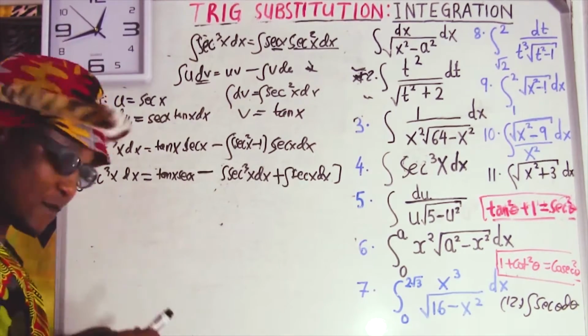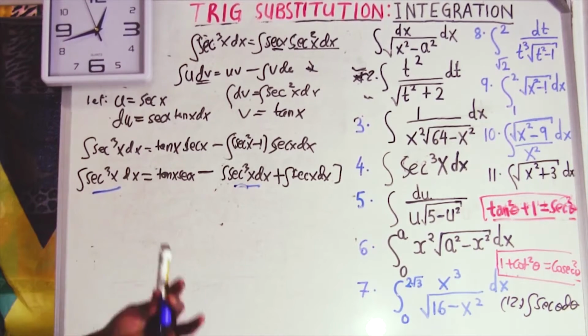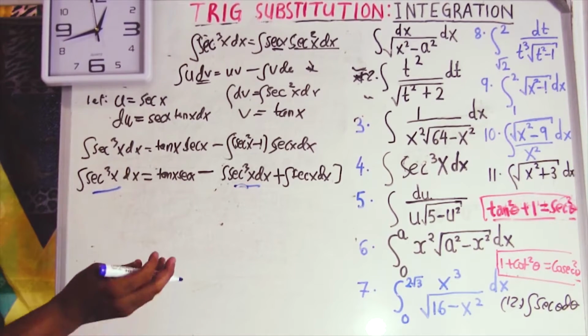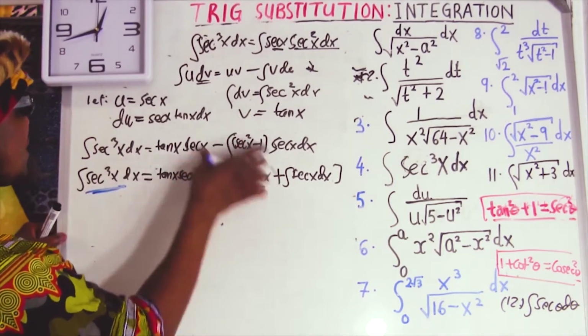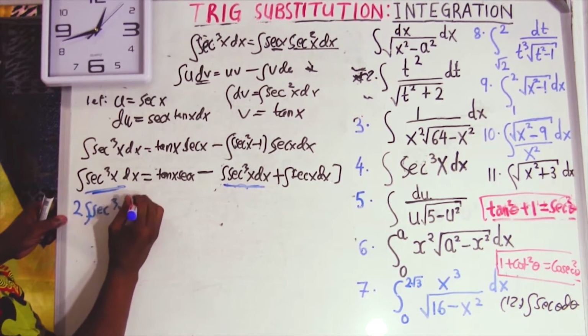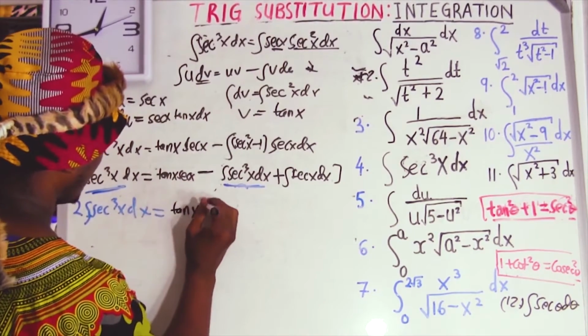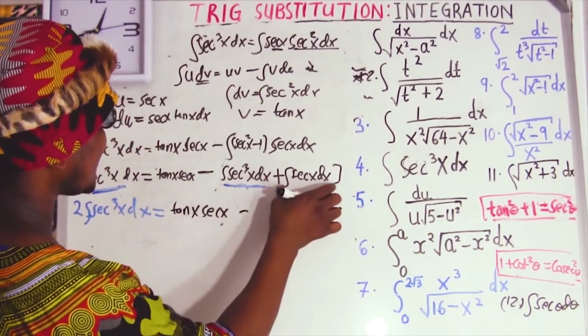So look, see this one here and here, the same. So I'll take this to the left so that they can join together. Like red 1, red 2, this and this are the same. So I'll take all this to the left. They're going to be 2 integral of sec cube x dx equal to tan x sec x minus integral of sec.